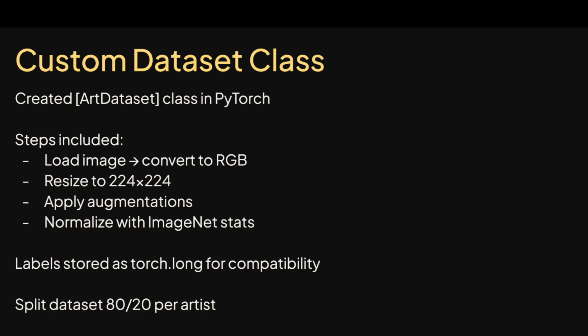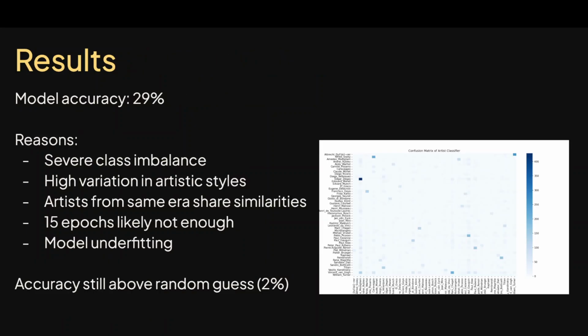We also normalized the images using ImageNet's mean and standard deviation values. The dataset was then split into an 80-20 ratio for training and testing for the total images for each artist individually. Since the output from our model was 50 values, we made it so that our label would be torch.long to match dimensions so the model could calculate the loss between the two.